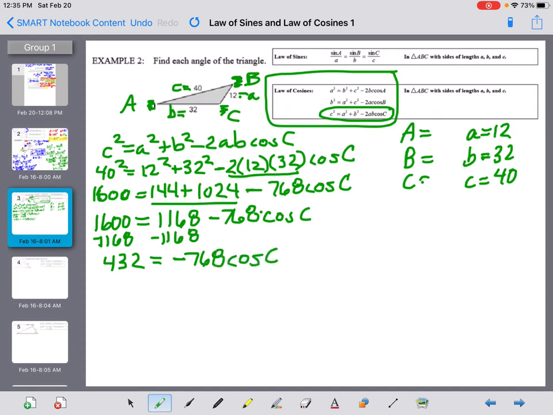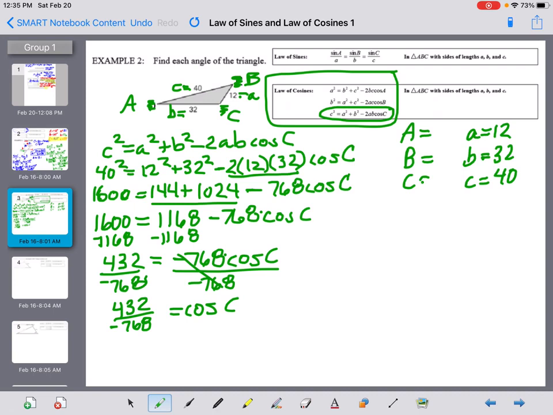All right, I'm trying to get C all by itself. Well, the next thing I can move is that negative 768. How is it connected to my cosine C? By multiplication. How do I undo it? Divide. All right, so I'm going to divide. This side cancels, and I'm left with cosine C. I know that 432 divided by negative 768 is not going to be a pretty number or a pretty decimal. So I'm going to just choose right now to leave it exact like this as just a fraction.